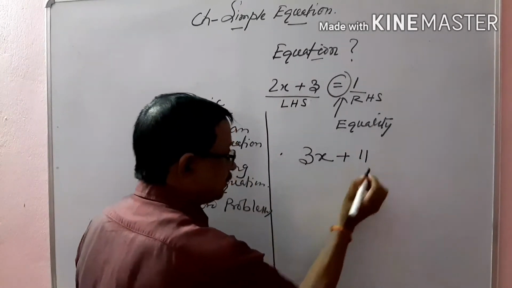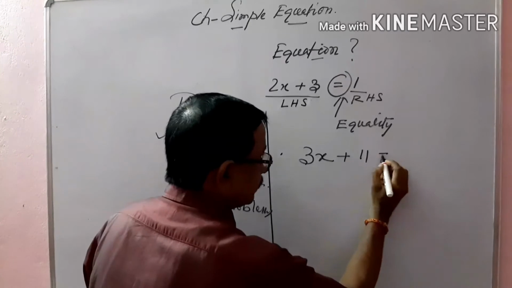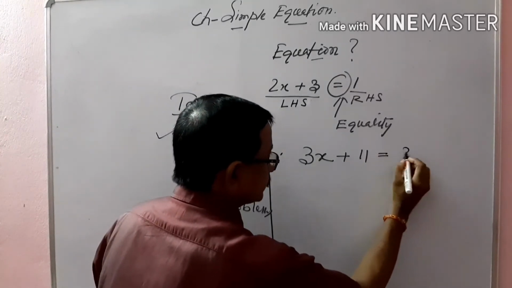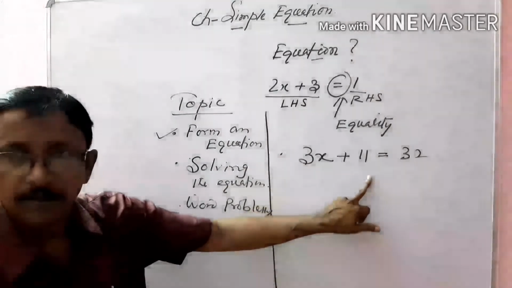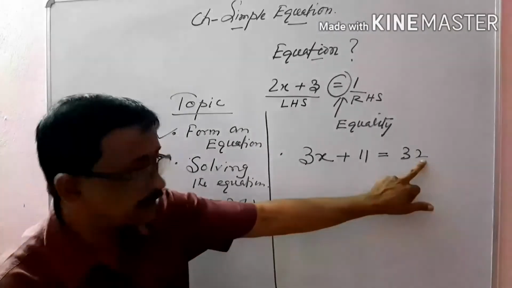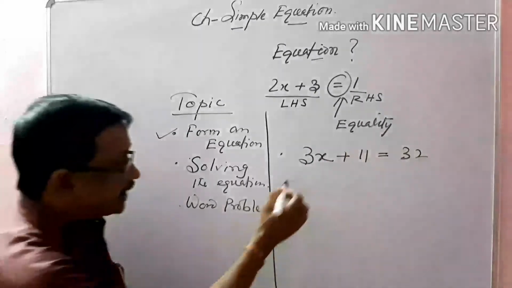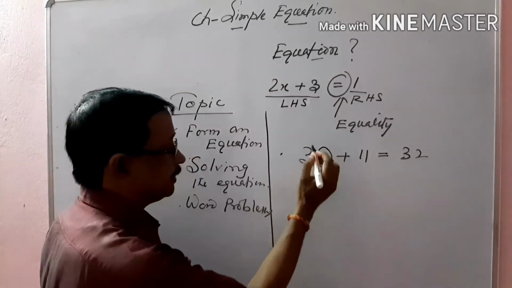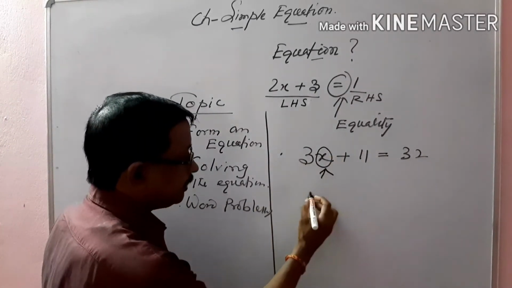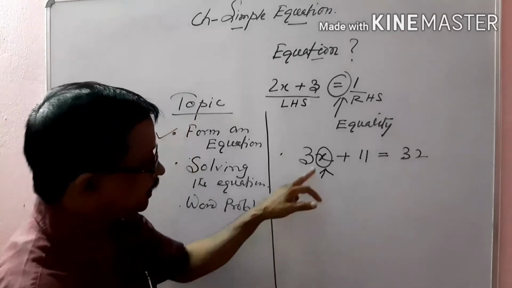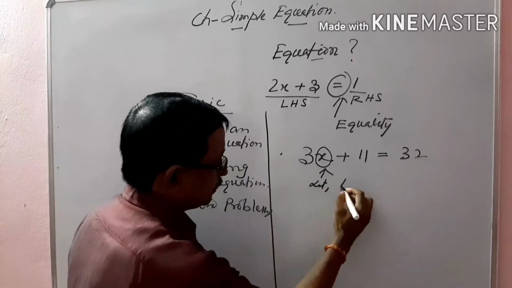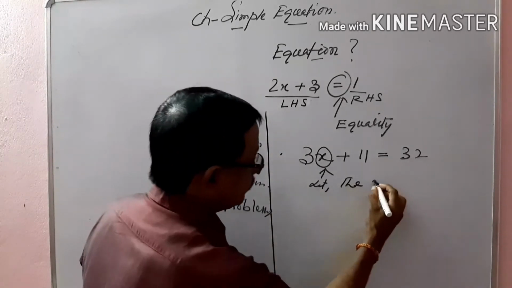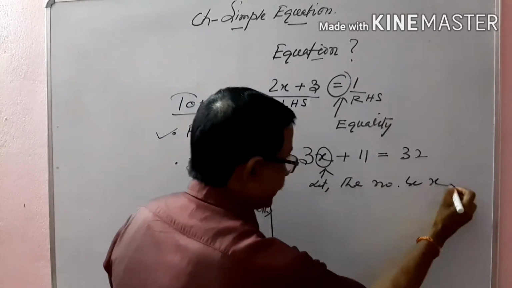Sum with 11 gives 32. That is, once we add 3 times x with the number 11, the answer we get is 32. So x is not given in the statement. So this one we are considering, we consider that number. We will let this number be x.